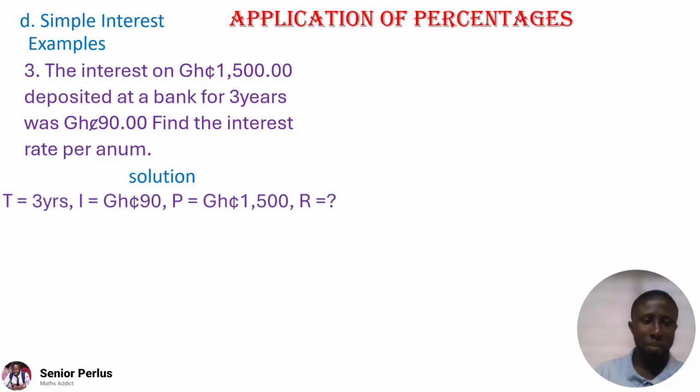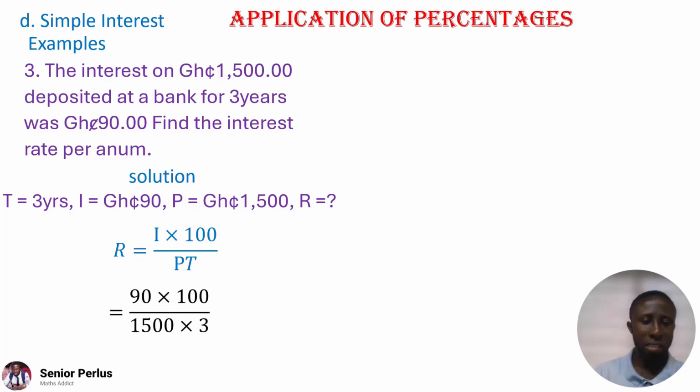And we're given the time. So we just make the rate the subject of the simple interest formula. You will get this. Then you make the substitution. Since we know the interest, our final answer is 2%. Rate is 2%. Okay, good.